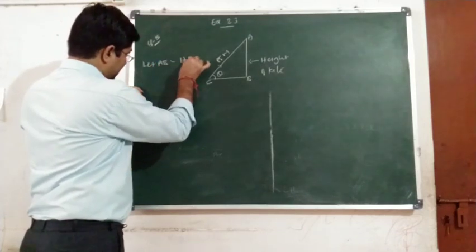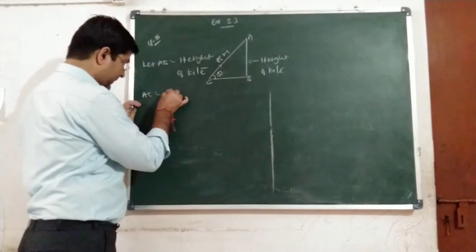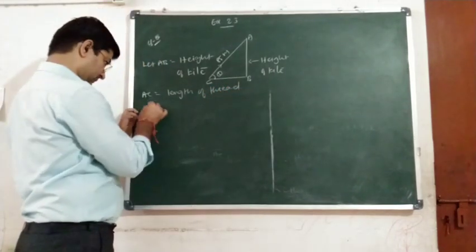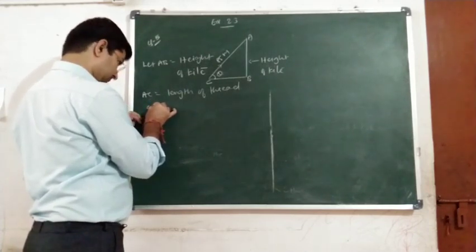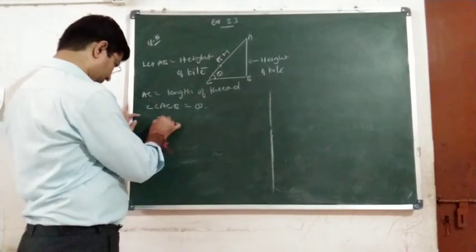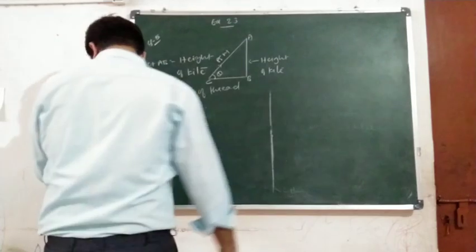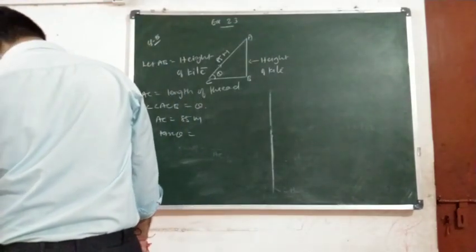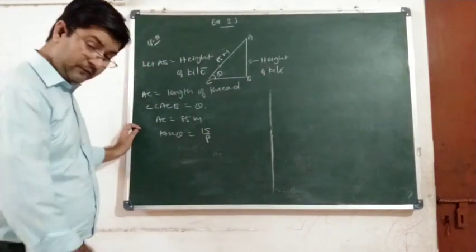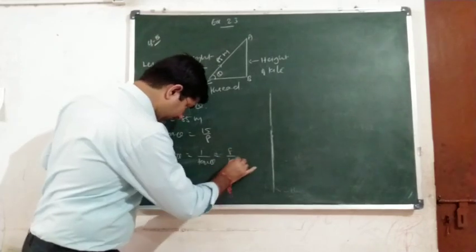Let AB be equal to the height of the kite, AC is equal to the length of the thread, and angle ACB is equal to theta. You are given the length of AC to be 85 meter. One more thing you are given is tan theta. The value of tan theta is given, that is equal to 15 upon 8. If tan theta is given, then let us calculate cot theta. Cot theta is 1 upon tan theta, which is equal to 8 by 15.